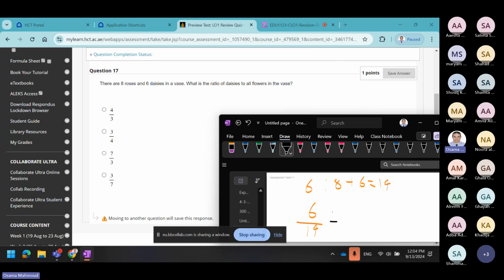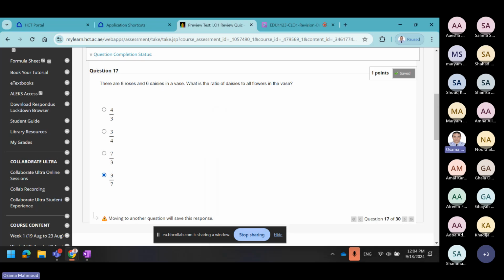This is the improper fraction, as I said. Why is it improper? The numerator is less than the denominator. That's okay, but you can still simplify this one. If you divide it by 2, you have 3 and 7. This is a proper fraction, and this is the right answer here. So be careful with this one.